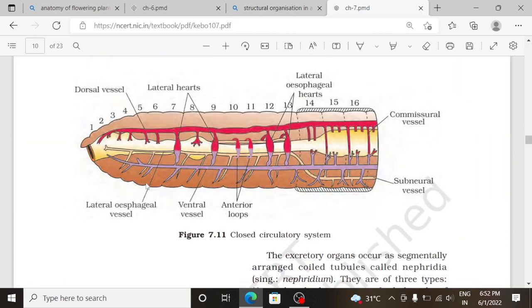Now here you can see the closed circulatory system of the earthworm. So here you can see the dorsal vessel. Lateral hearts, lateral esophageal hearts, commissural vessel, subneural vessel, anterior loops, ventral vessel, and lateral esophageal vessel.